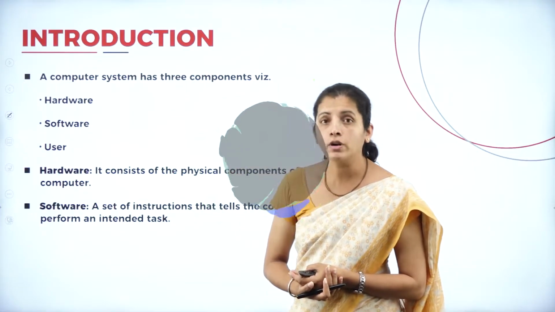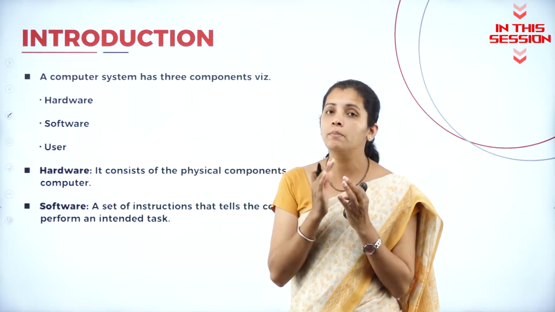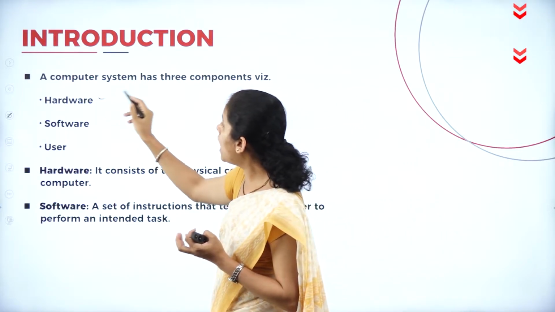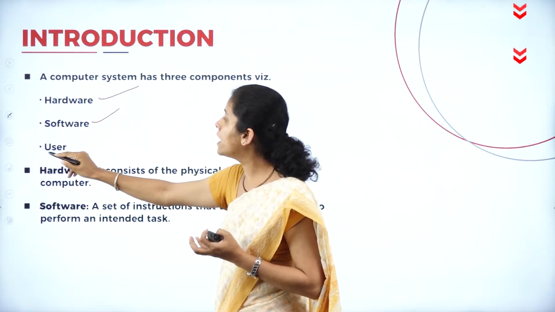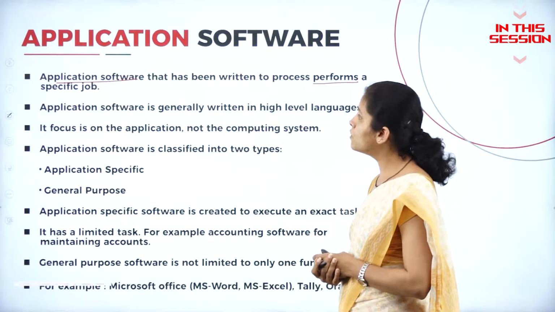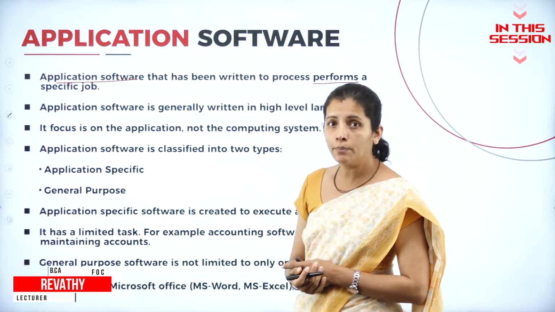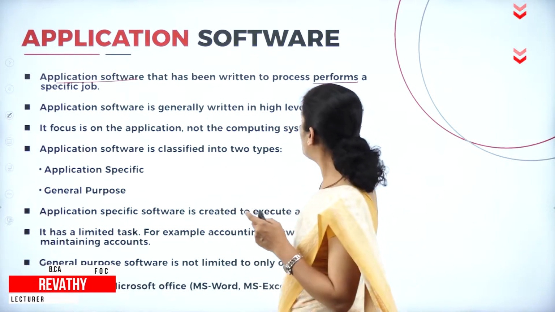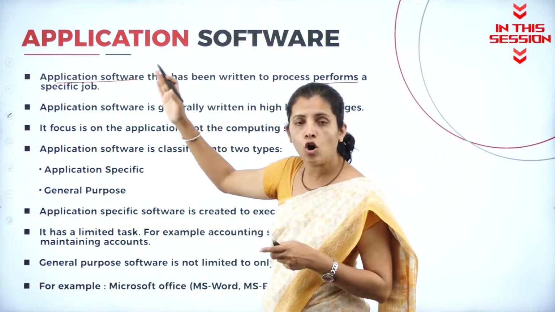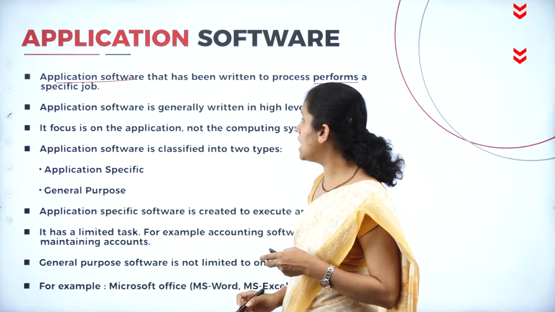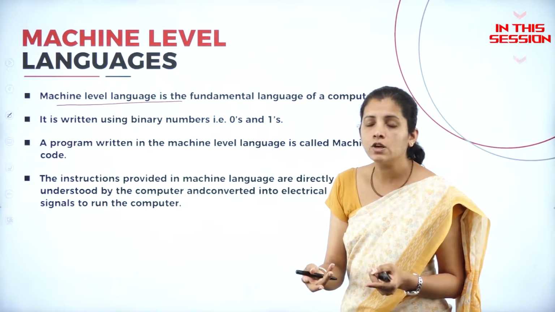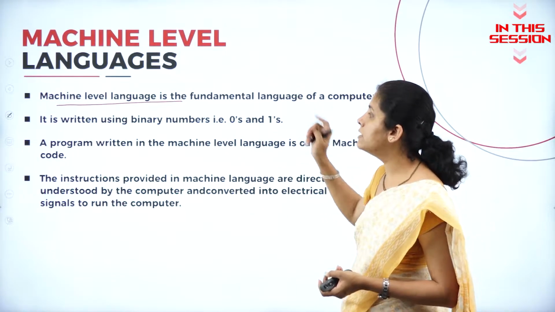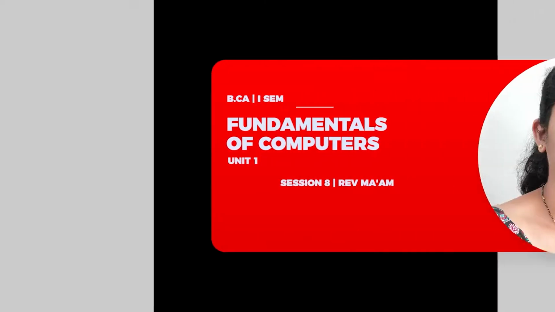When I talk about computer system, computer must have three components, that is hardware, software and user. Application software is nothing but a computer program and it is mainly designed to perform specific job or specific task. What's the common language of any computer system? That is machine level language.